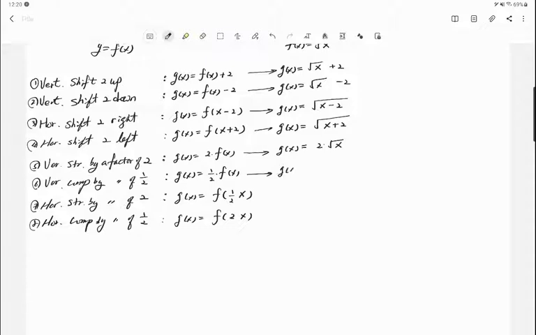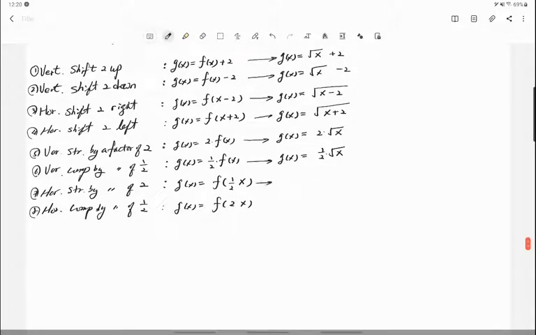How about the compression? Vertical compression is multiply the y value by a number that is less than 1. So the graph will be compressed by a factor of 2. So all the y values will be reduced and will be multiplied by 1 over 2.